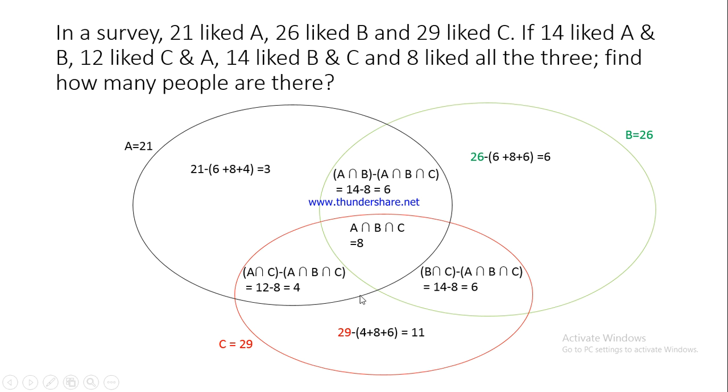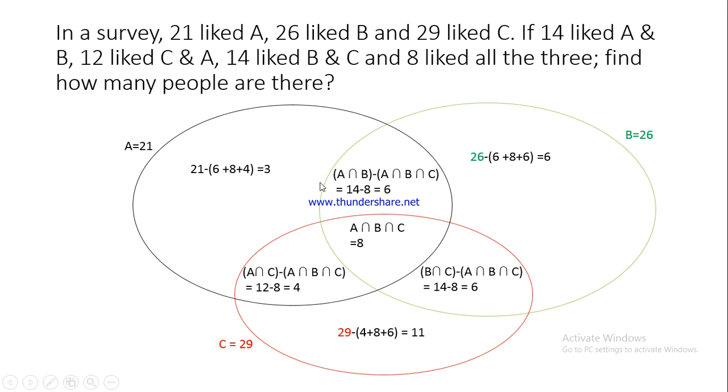Now have a look. This is the number of those people who like both A, because it is falling in the A circle, and C, but they don't like B because it is outside the B circle, right? So this is basically people who like both A and C, but they don't like B, because this is part of both the C and A circles, right?